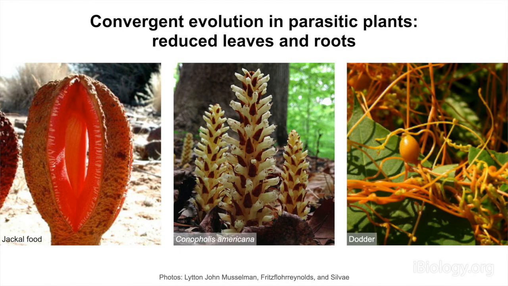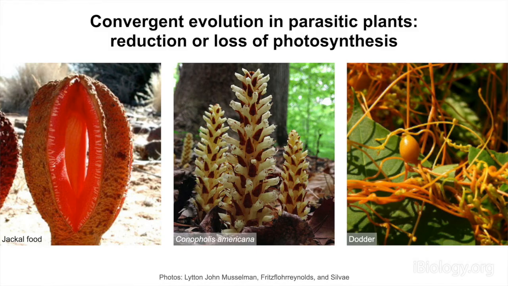Other parasitic plants from different groups have also lost structures like leaves. So on the left, we have a parasitic plant called jackalfood. You've seen it before, and it doesn't have leaves either, although jackalfood and Conopholis do have roots, and they use them to connect to a host plant. And on the right, we have dodder, and dodder also doesn't have apparent leaves because its leaves have been reduced to scales. And once dodder gets established on a host plant, its roots will rot away because it doesn't need them anymore. It's fully reliant upon a host.